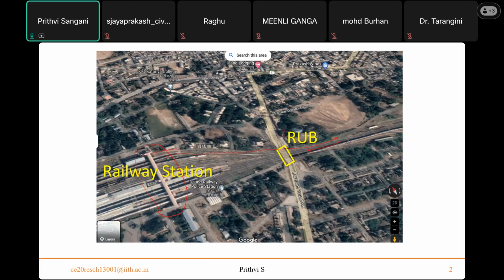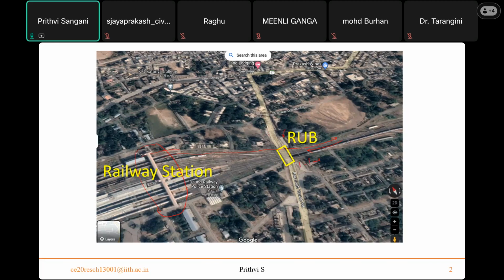There are two types of railway crossings. You can either have a railway overbridge, called ROB, or the second type is a railway underbridge. This one is a railway underbridge, and it was a one lane road. It's only a one lane road.